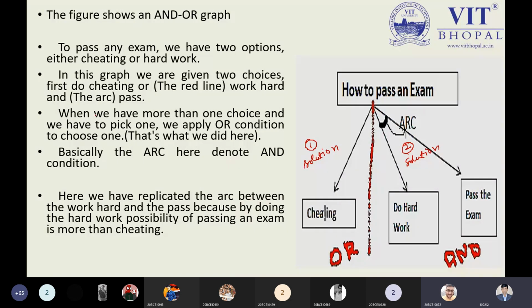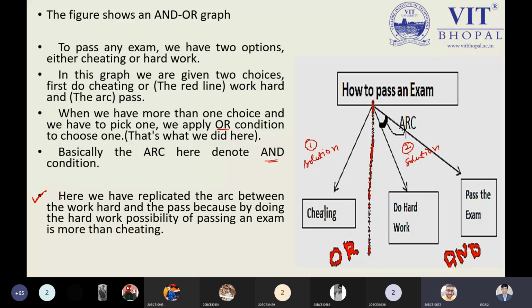Please keep in mind, when we have more than one choice and we have to pick one choice, we have to use the OR condition. But that we have already done. Basically, the arc here denotes the AND condition. So here we have to replicate the arc between work hard and pass, because by doing the hard work, the possibility of passing the examination is more than by cheating. This is very important for your real-life scenario as well.